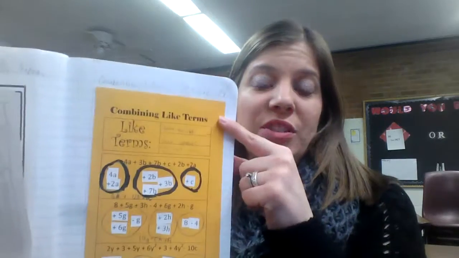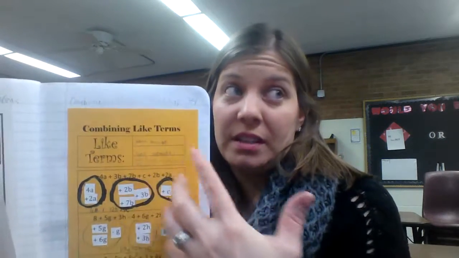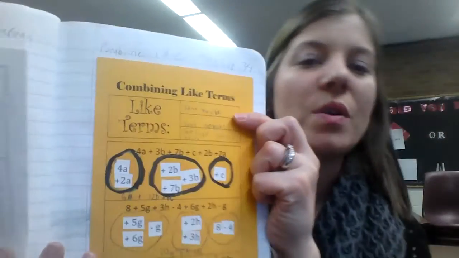So combine like terms. The first thing I'm going to do is just think about the title, combining like terms. Well, I know the word combine means put together. I know terms is part of an expression. Remember, terms are those things that are separated by addition or subtraction signs. Obviously, things that are alike will be put together. So how do we know what things are alike?